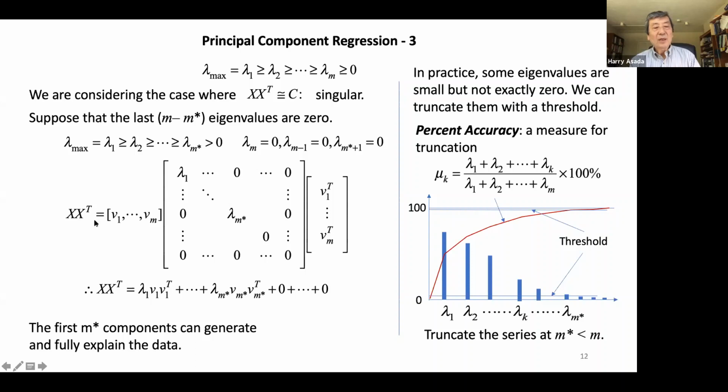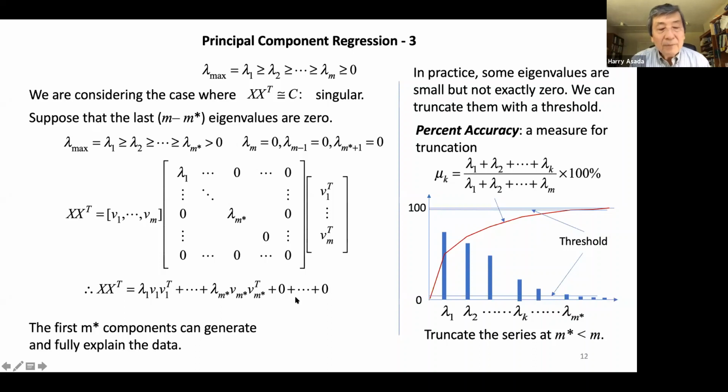So if you represent this XX transpose matrix into an eigen decomposition, you concatenate all the eigenvectors with unit lengths, and then put in this one and the transpose ways. And in the middle, you have eigenvalues, lambda 1 to lambda m, and then the rest of the part is all 0. So if you expand this one, multiply this, you get the lambda 1 times v1 transpose, and the lambda m star, this is the last one, vm star transpose, the rest of the part is 0.